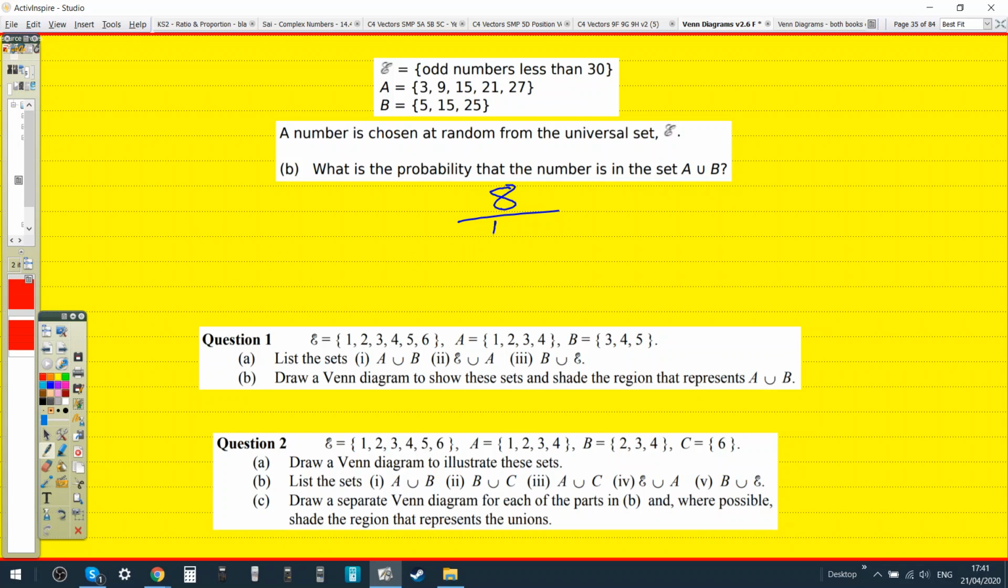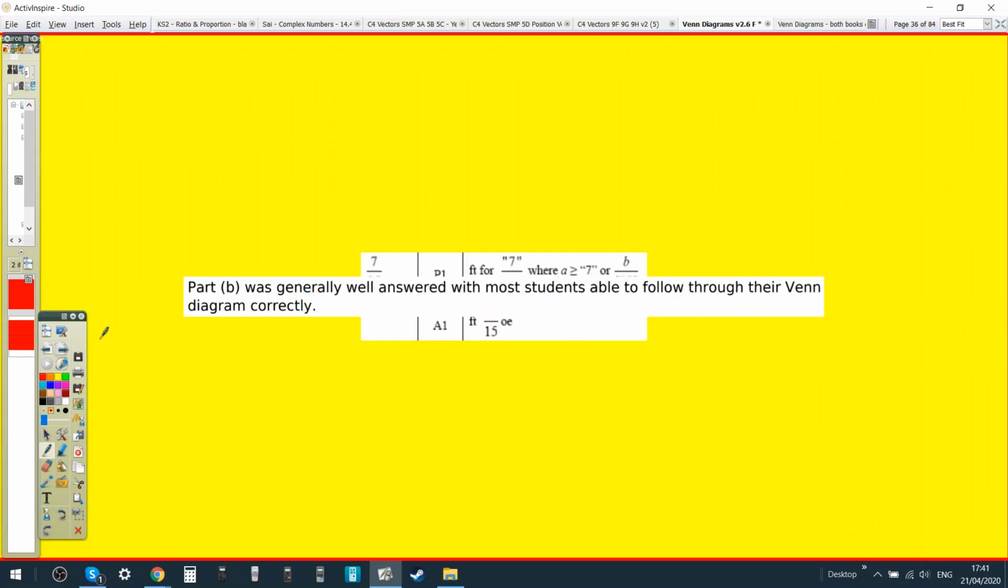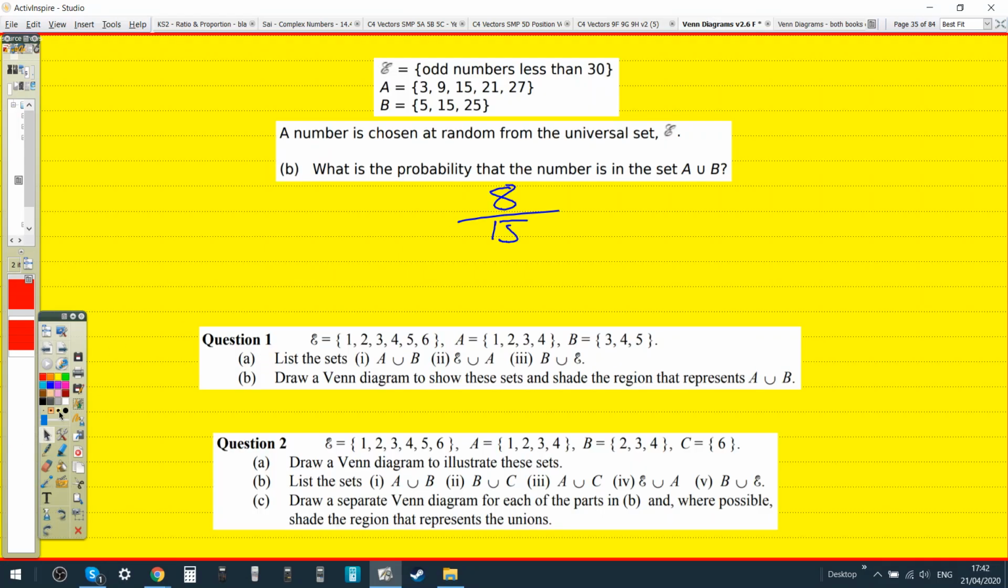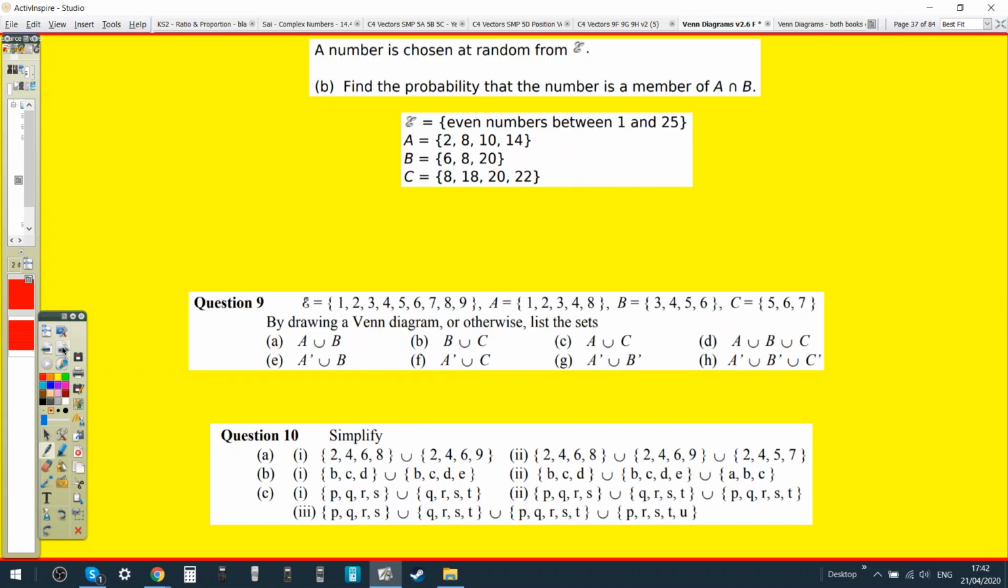Yes. So 8 out of 15. It's a weird one. Wait, they're saying 7 out of 15. Was there the same number twice? Yes, 15 was in both, and so we don't use the same number twice. 7 out of 15. Okay. What is this one up the top?